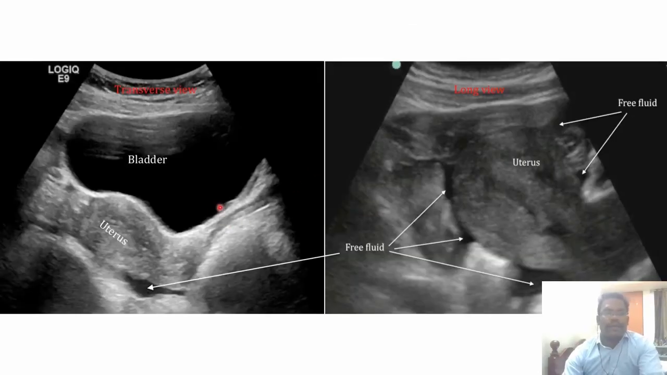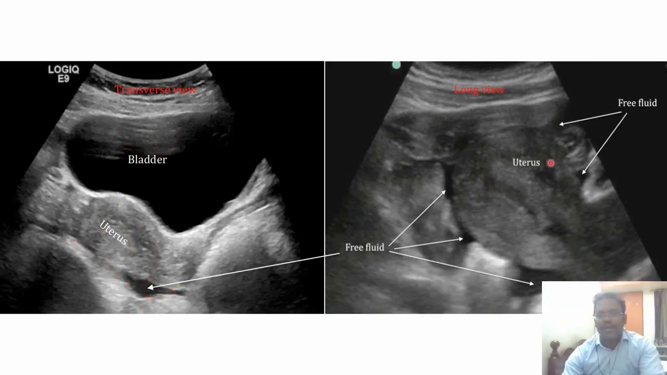Here we have an example of pathological fluid collection in the pouch of Douglas. Both images are suprapubic views of the female pelvis. Here you can see the transverse view. This is the bladder, posterior to the bladder is the uterus, and posterior to this is the rectum. And you can see the huge fluid collection between the uterus and the rectum.